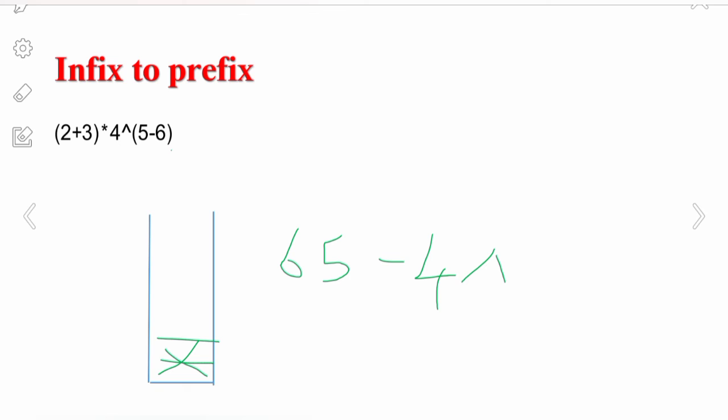So next one is, we will consider closed parenthesis as open parenthesis here, and then 3 is inserted to the expression. Next plus, so we can place the low priority operator over the higher priority operator, that is the multiplication.